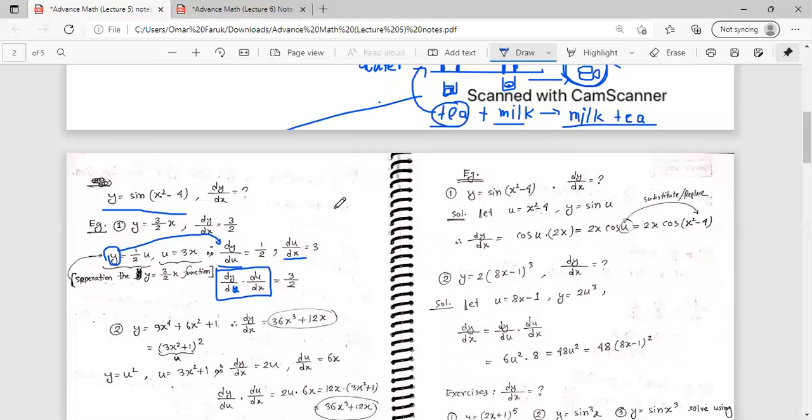To solve this we have to use chain rule, and chain rule is the outside and inside rule. That means we have to differentiate the outside function, and then we have to differentiate the inside function. So here our outside function is sine of x square minus 4, or you can imagine this as sine u. So d/dx of sine u will be cos u, right?